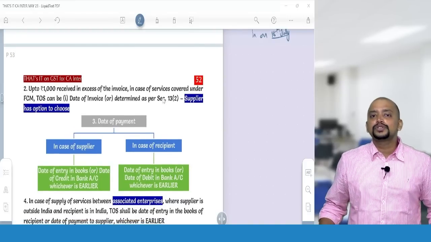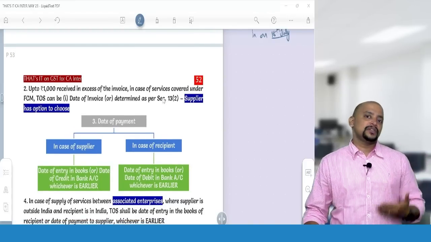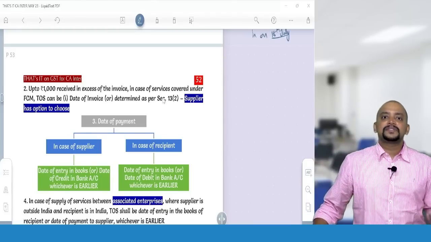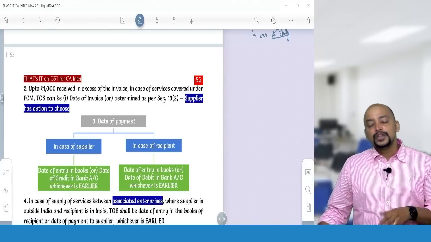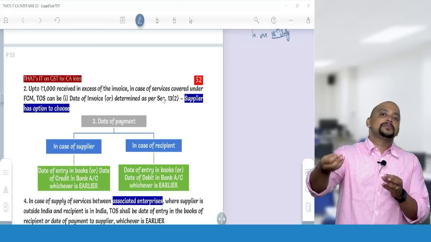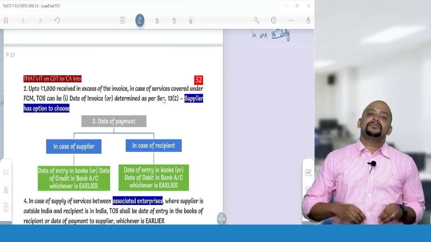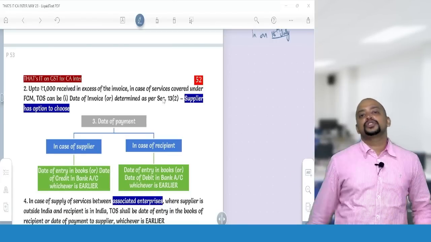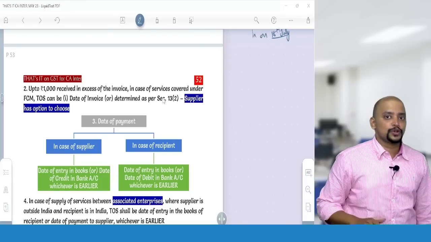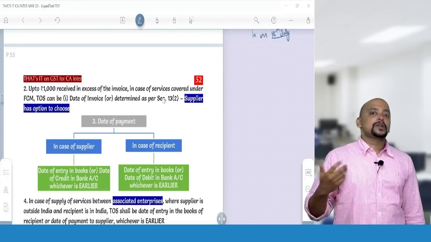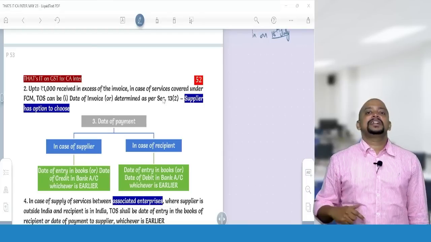Then, up to 1000 rupees received in excess of the invoice. That is, in case of services, the time of supply is the invoice date or payment date, whichever is earlier. So it so happens that we may receive some excess amount in this month itself, for which the invoice will be raised in future. Now in that case, what should be taken? If that excess amount is up to 1000 rupees, either we can go by the normal provisions, that is, invoice date or payment date, whichever is earlier.